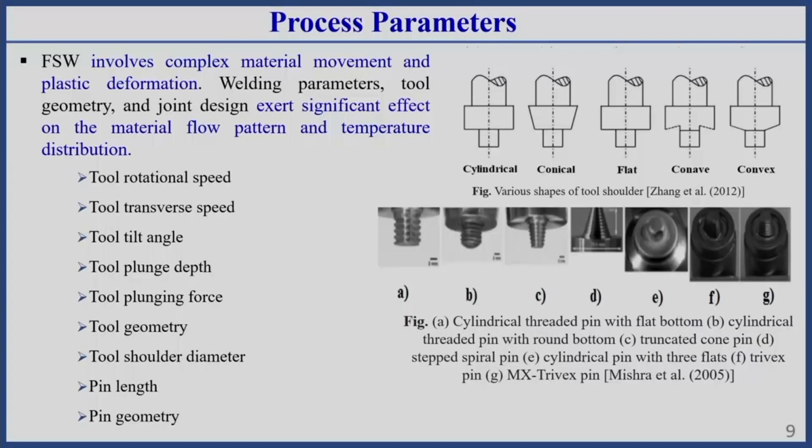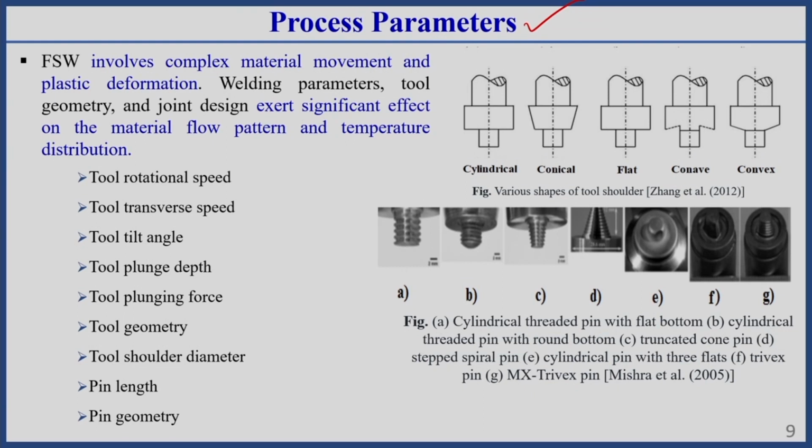Hello everyone. Now we will discuss the process parameters of the friction stir welding, or FSW, process. In the friction stir welding process, the most important part is material movement and plastic deformation. This you should keep in mind. This material movement highly depends on plastic deformation of the material. So depending upon this flow pattern and plastic deformation, the quality of the weld is determined.